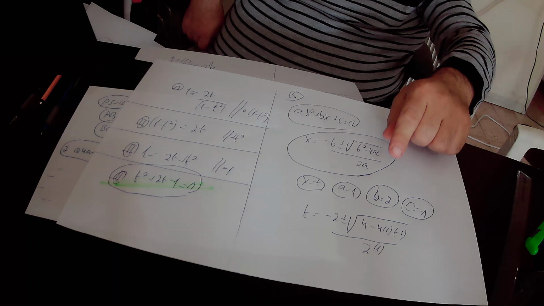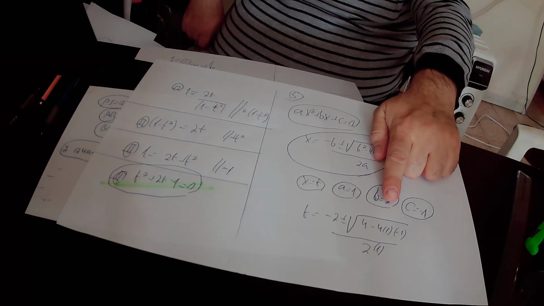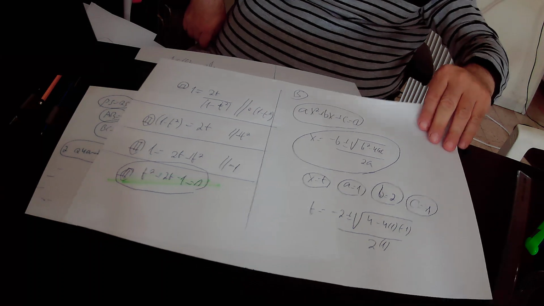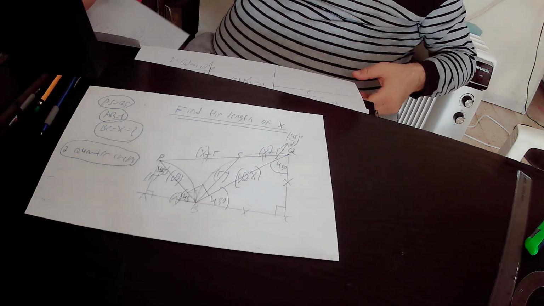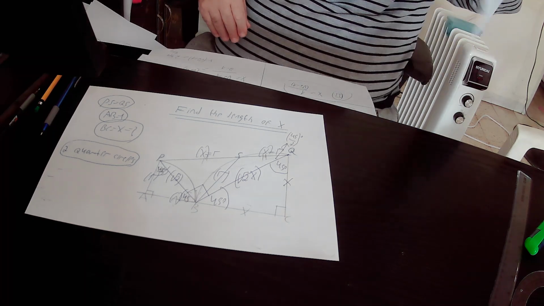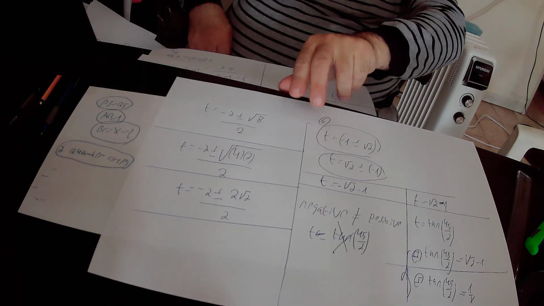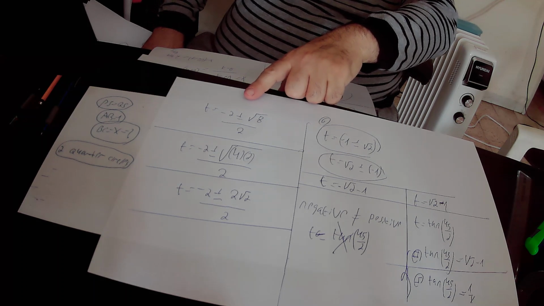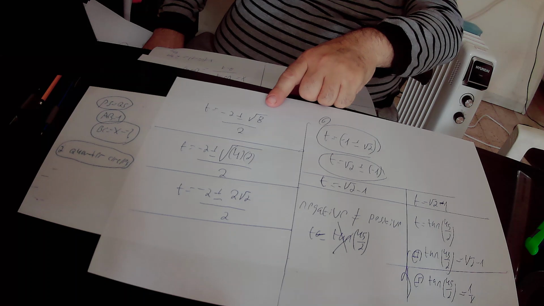So inside the root we have minus 4 times minus 1 is plus 4. So in total inside the root we have 4 plus 4, that is 8. In conclusion, we found out that according to this equation, t equals to minus 2 plus minus square root of 8 over 2.